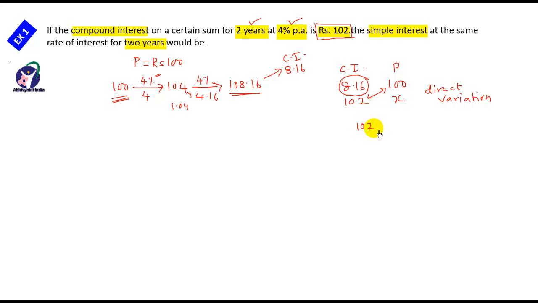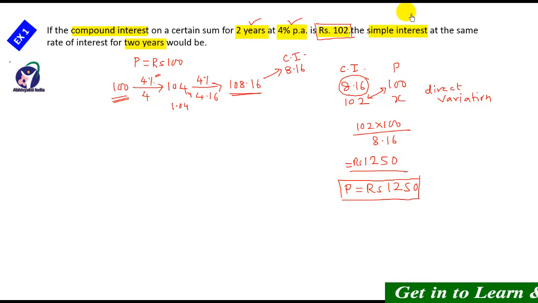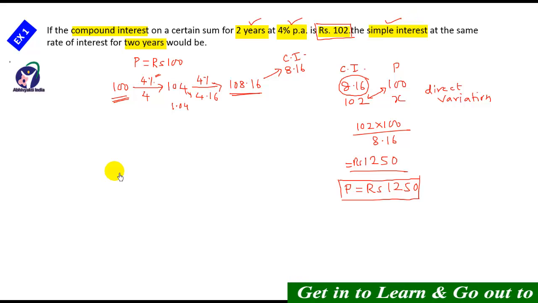So it will be 102 multiplied by 100 divided by 8.16. And if you solve this, you will get it as 1250 rupees. So the principal will be equal to rupees 1250. Now you have got the principal, and now we will find the simple interest.